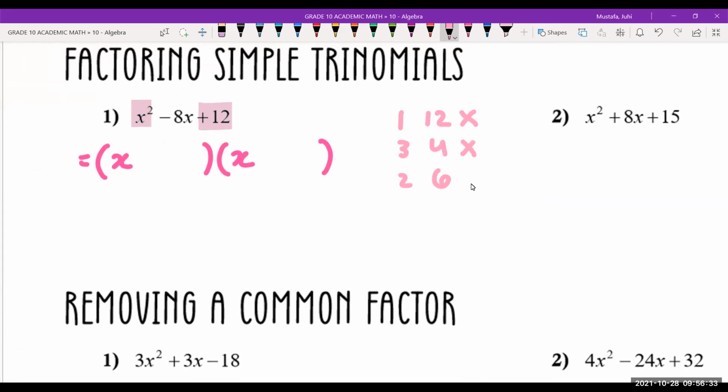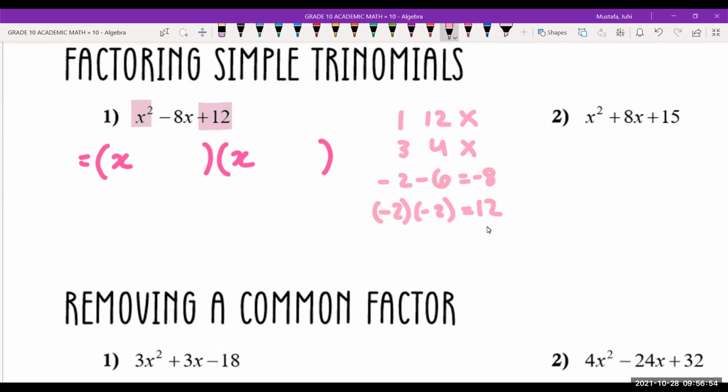Can we add or subtract 2 and 6 to get -8? Yeah, what can we do? -2 minus 6. What is -2 minus 6? It's going to be -8. And what is -2 times -6? It is 12, exactly.